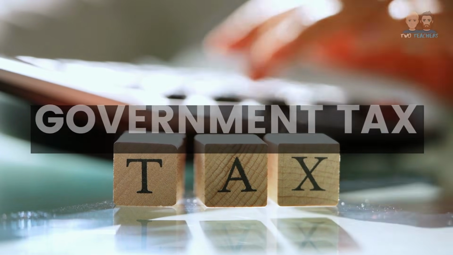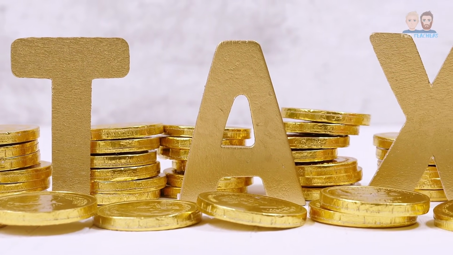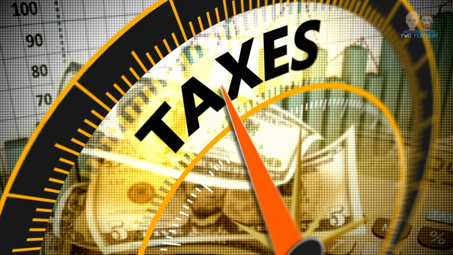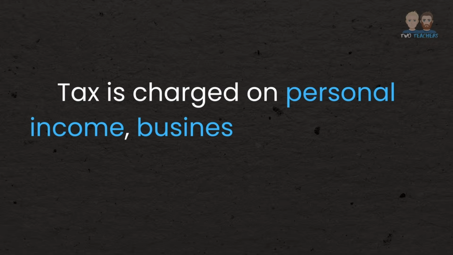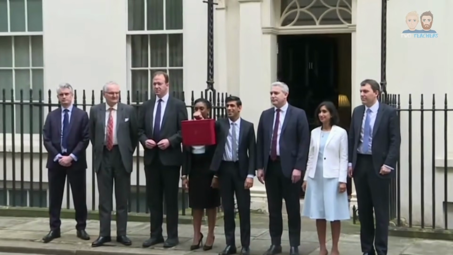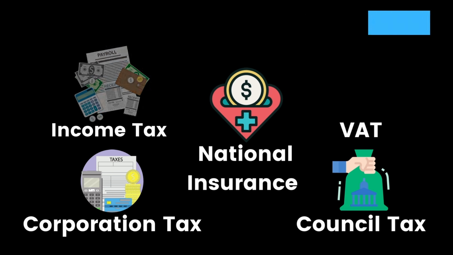Government taxation is another key factor. In order to spend money to pay for public services and support individuals and businesses, the government either has to borrow money or raise it from taxes. Tax is charged on personal income, business profits, and the costs of consumer goods through a wide range of taxes which are implemented by the government. These include income tax, national insurance, VAT, corporation tax, and council tax.